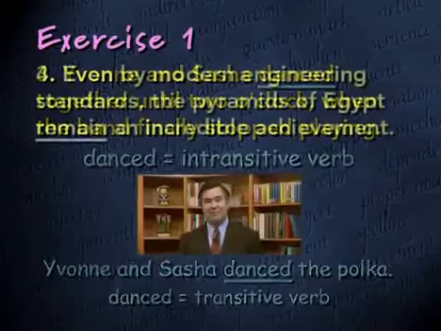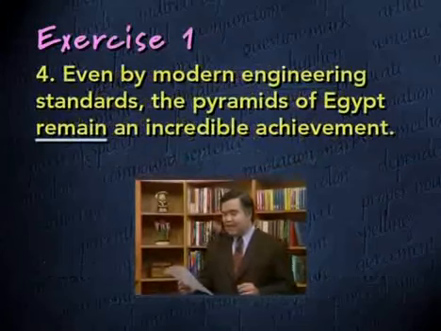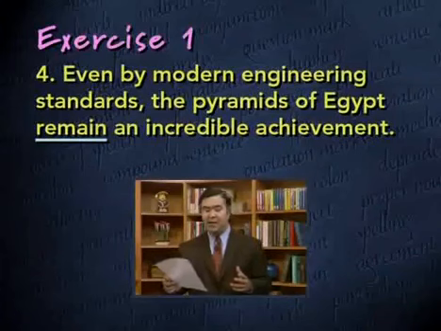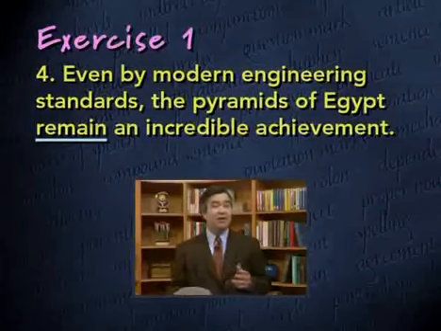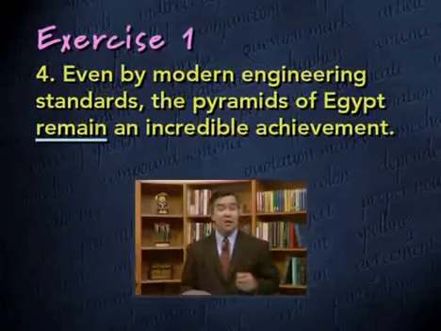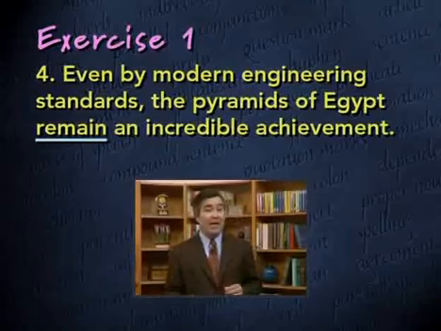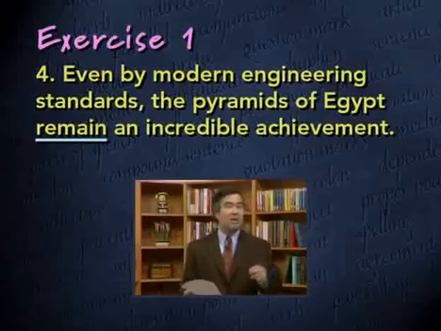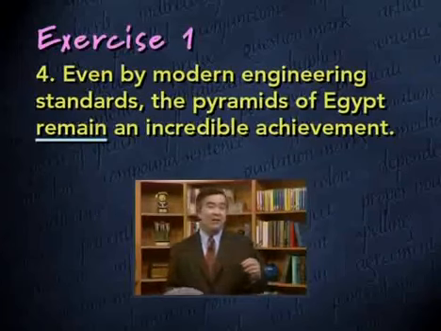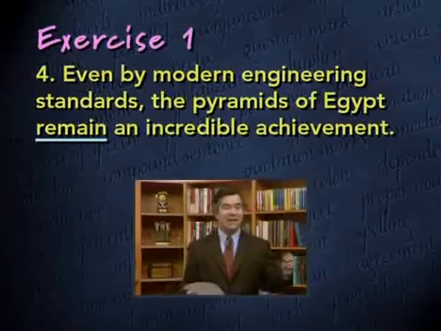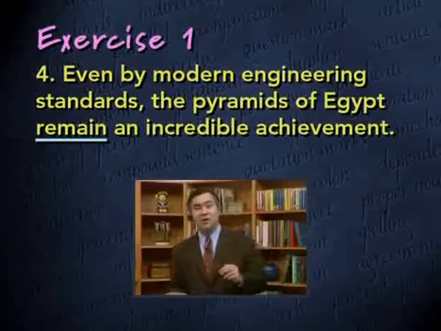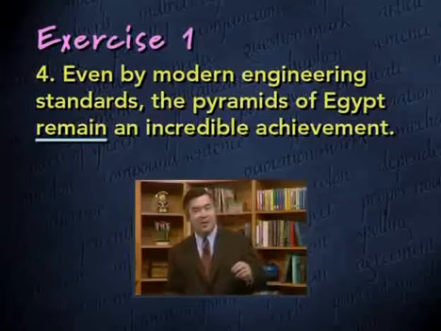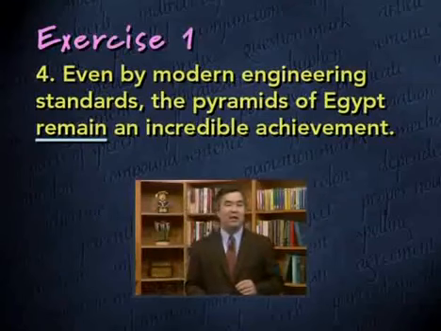intransitive. The next sentence. Even by modern engineering standards, the pyramids of Egypt remain an incredible achievement. The verb remain is underlined. What's the subject of the verb remain? What remain an incredible achievement? The answer is pyramids. Once again, the fact that some other words come between the subject and the verb shouldn't confuse you. It's not Egypt that remains an incredible achievement. It's the pyramids that remain an incredible achievement.